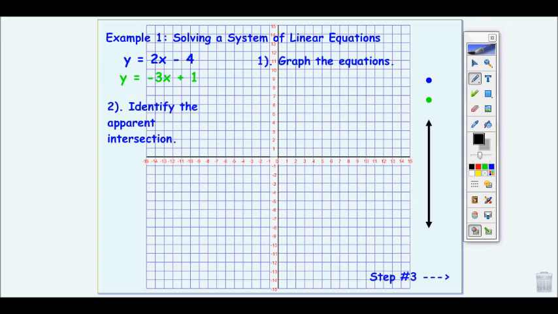So, for example 1, if we're going to solve a system of linear equations, and these are the two that were on the first intro to the lesson, we have y equals 2x minus 4, and we have y equals negative 3x plus 1. So the first way we're going to see the solution to the equation is by graphing the equations.